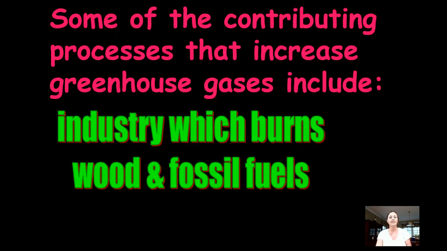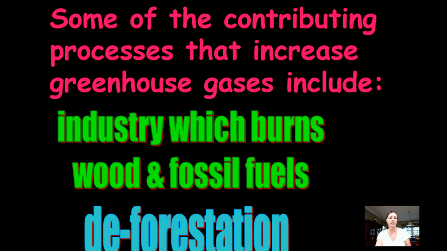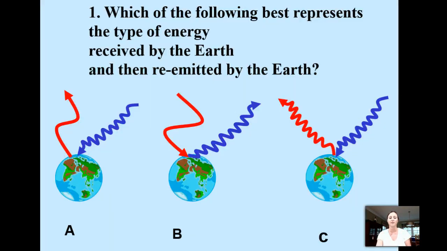Some contributing processes that increase the greenhouse gases getting into our atmosphere are industry, which burns wood and fossil fuels, and deforestation, because then the forests aren't producing oxygen to mix in with the greenhouse gases in our atmosphere. So let's do a little review.